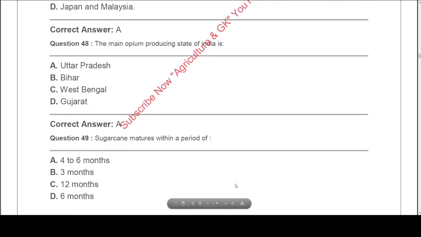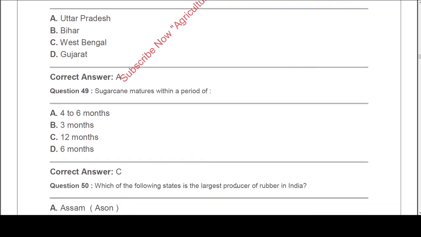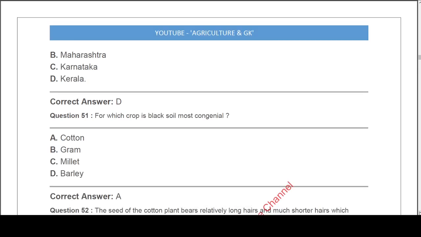The maximum opium producing state of India is option A, Uttar Pradesh. Sugarcane matures within a period of option C, 12 months. I think most of you will know Adsali, Eksali, so it requires 12 months. Which state is the largest producer of rubber in India? Without options only we can tell, that is Kerala. Yes, it is option D, Kerala.